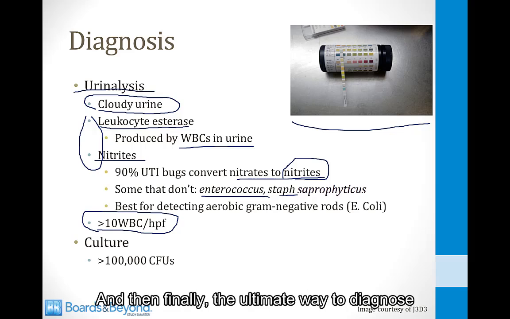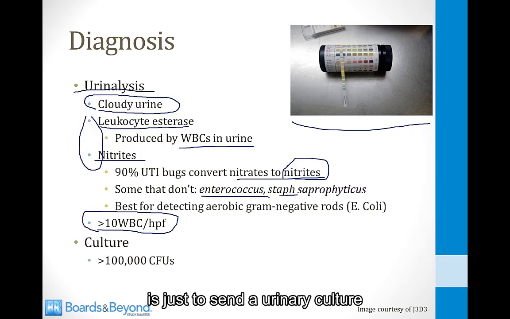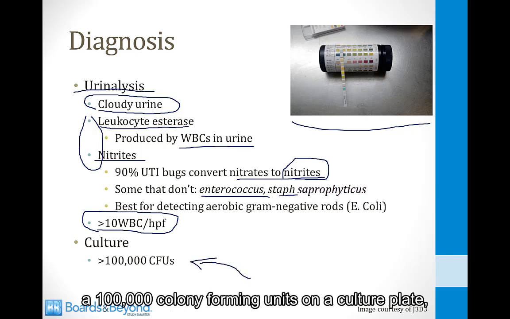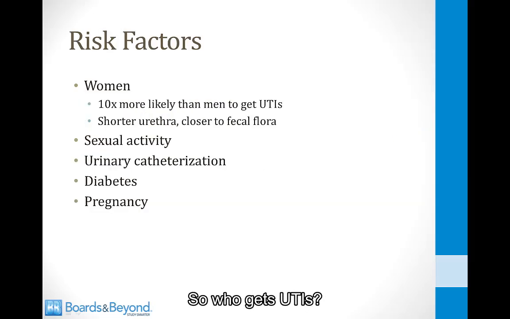And then finally, the ultimate way to diagnose is to send a urinary culture. And if you can grow greater than 100,000 colony forming units on a culture plate, then you definitely have a UTI.